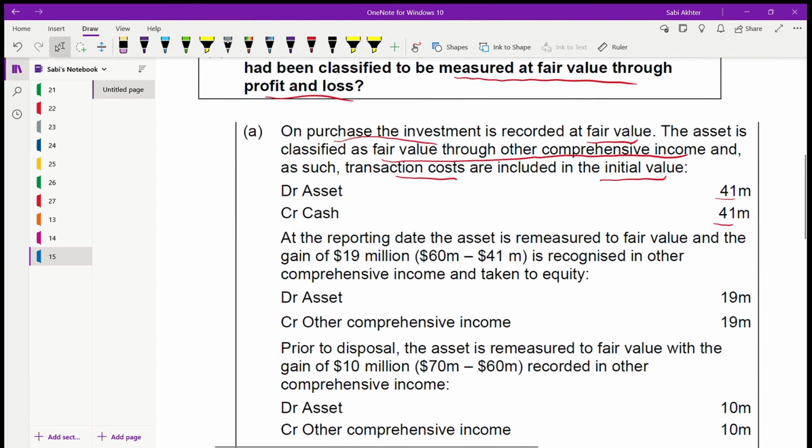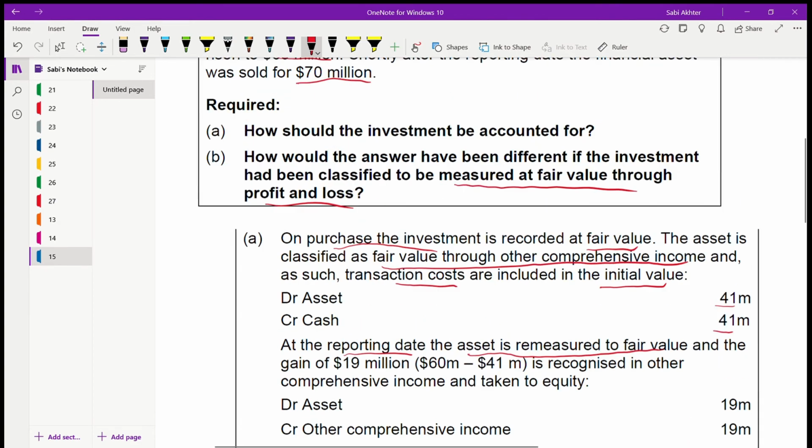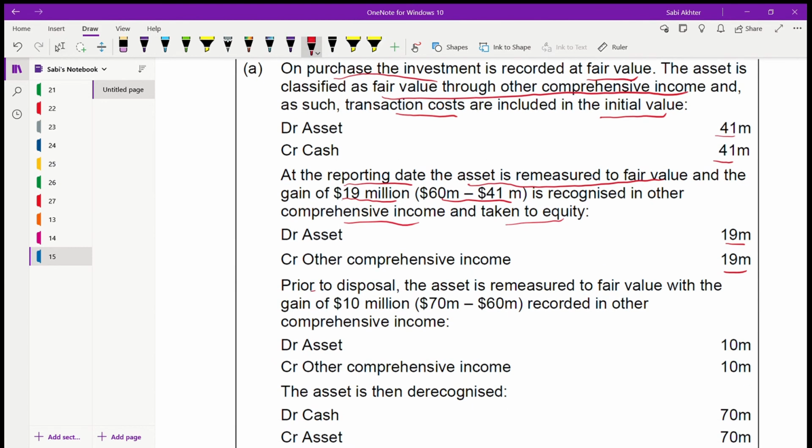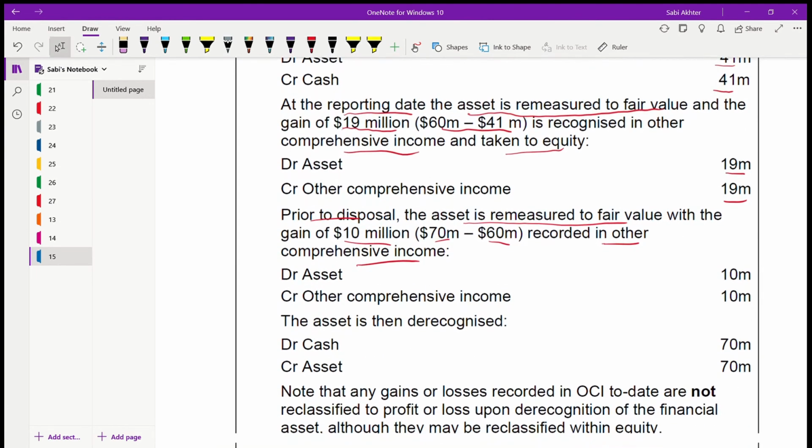Next, at the reporting date, this asset is remeasured to fair value. They have told that it has increased to 60. So because it has an increase, there's a gain of 19, and this will be recognized in OCI and taken to equity. So debit asset, because the asset will go up, and credit OCI. It's a gain. Next, before the disposal, the asset is remeasured to fair value with a gain of 10 million. How? Because you have sold it for 70 and at that time your fair value was 60. So this is the gain, and this will be recorded in OCI because you have designated it to be under OCI. So here also debit asset, credit OCI.